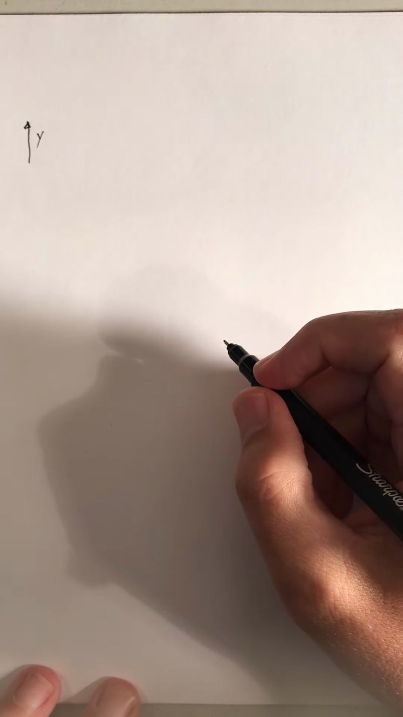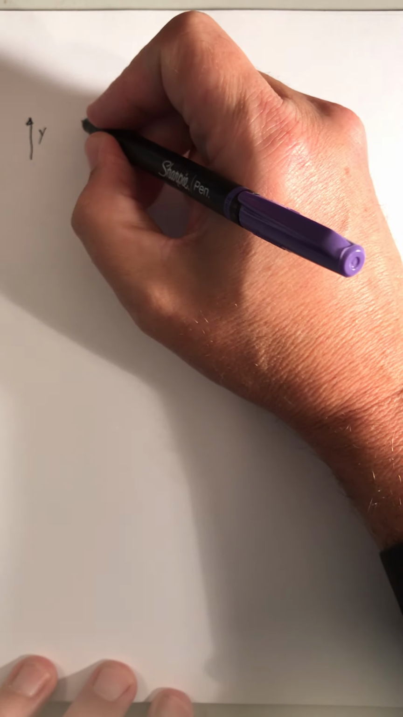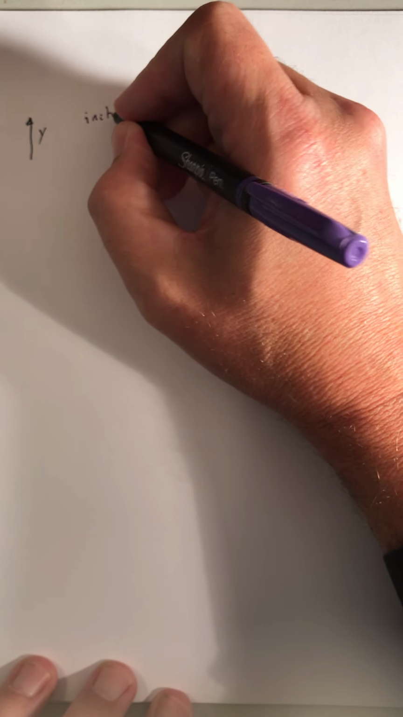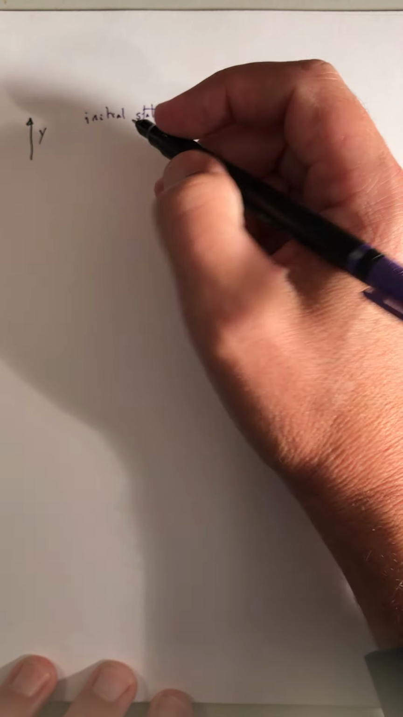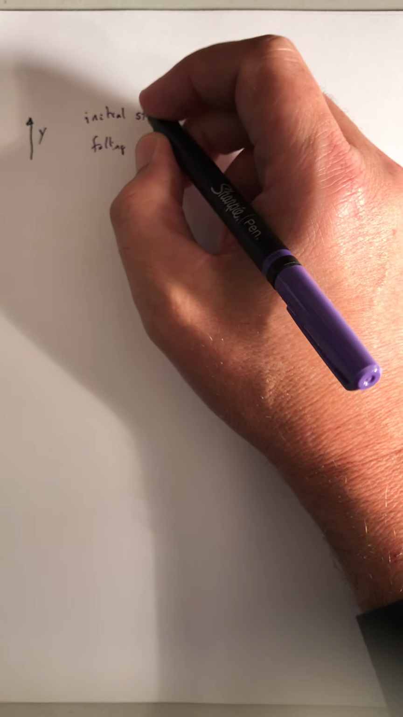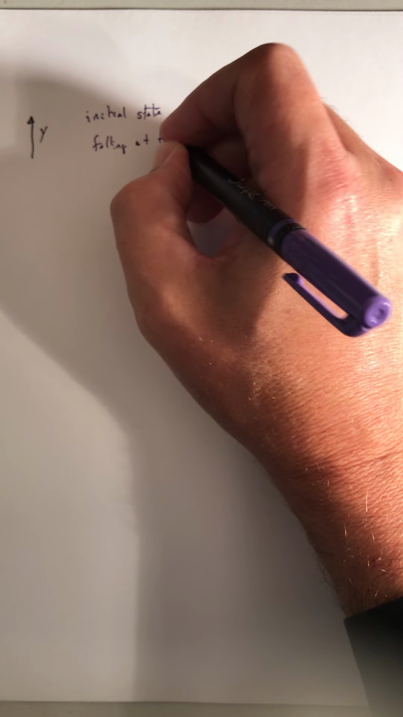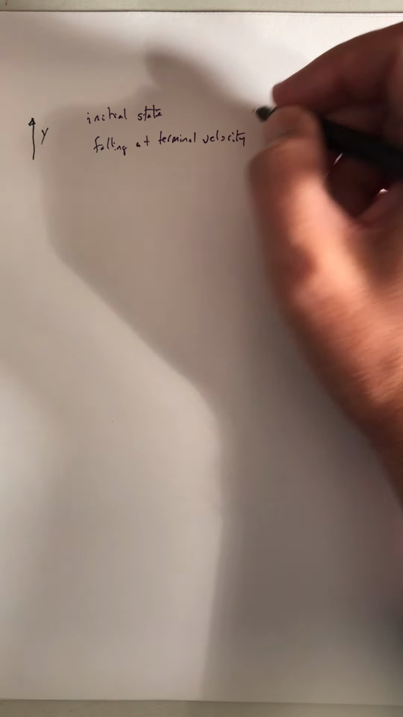And with conservation laws, we want to identify what our initial state is and what the final state is. And I want to use those two and connect them with the conservation law. So here we have, for our initial state, our daredevil falling. And it's given in the problem that they're falling at their terminal velocity.